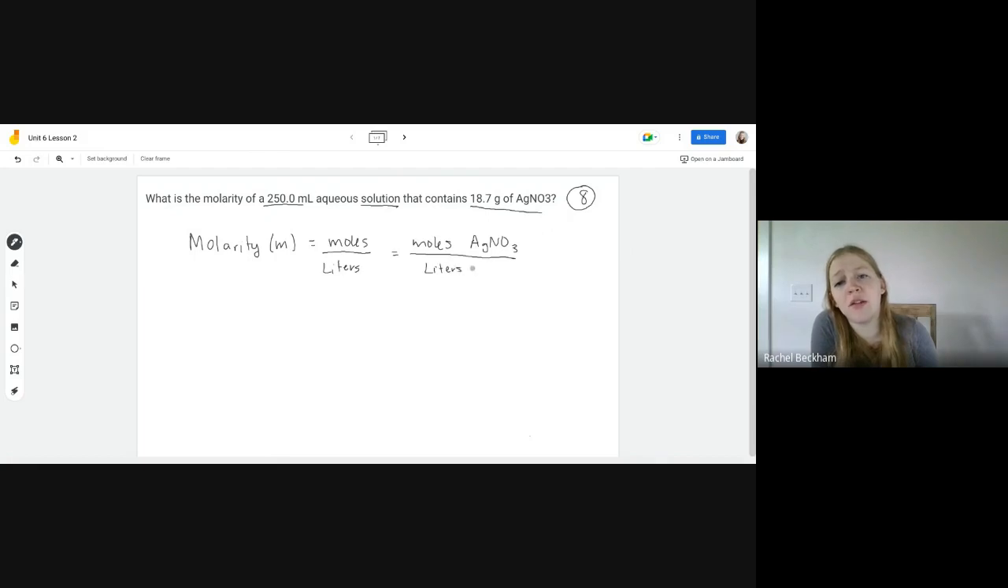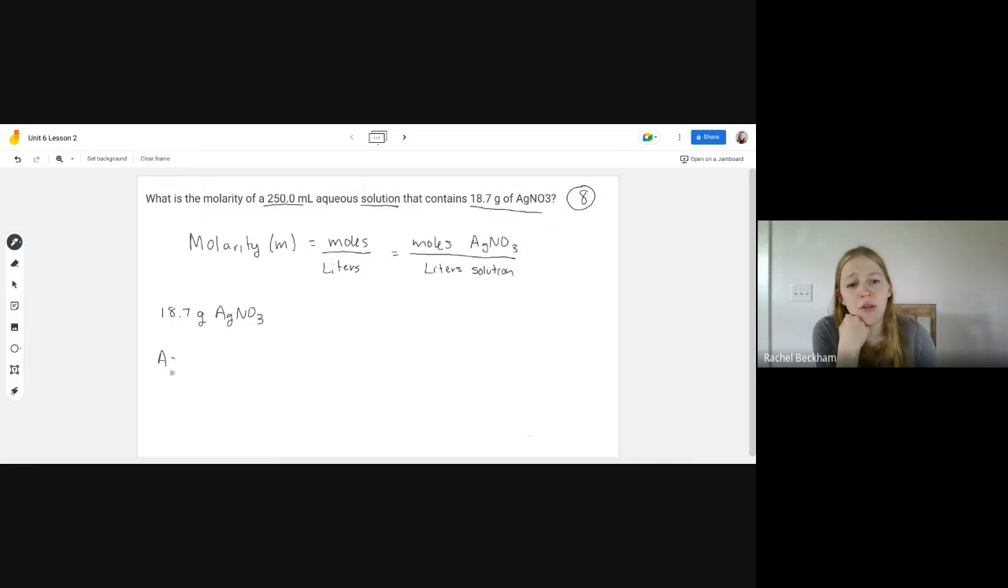It says the aqueous solution. That means that it's water. When you see the word aqueous, think of water. We need the liters of solution on bottom. Right now, they gave us the amount of AgNO3 in grams, and we need to convert that to moles. We can do that by pulling up the molar mass on the periodic table.